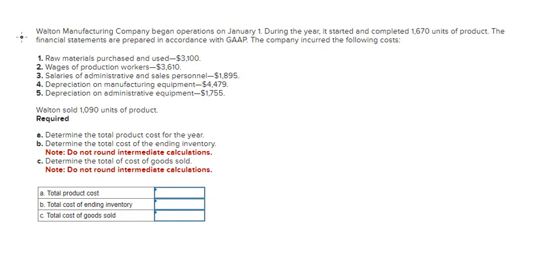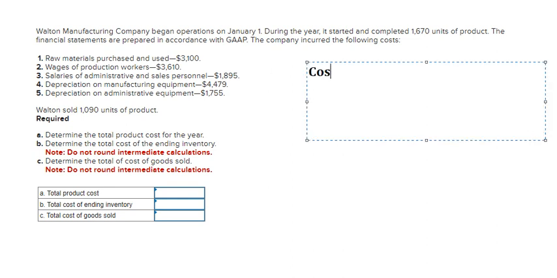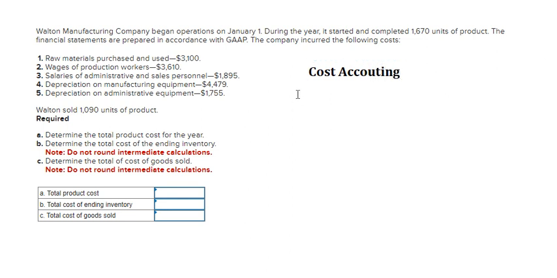Hello everybody. So today I want to show you how to find the product cost of ending inventory, and cost of goods sold. This is from cost accounting. So the first thing, we need to find the total product cost.